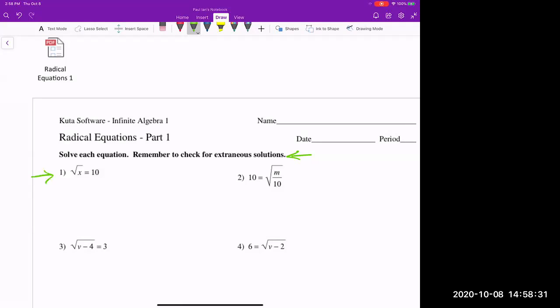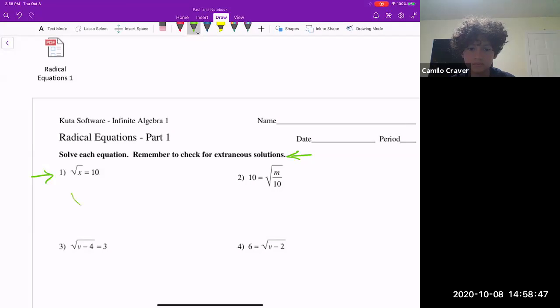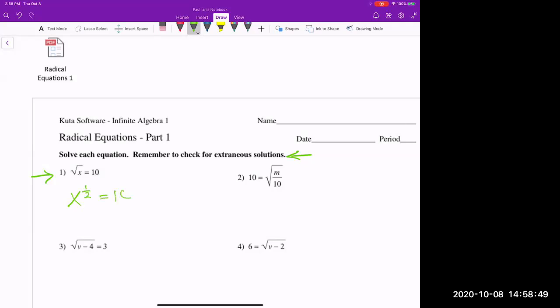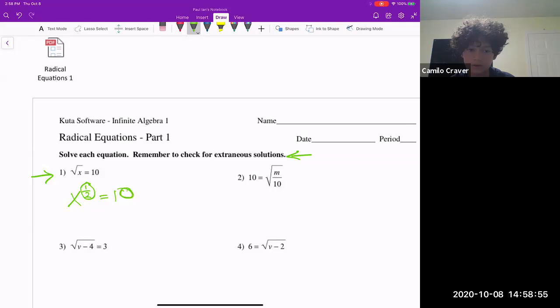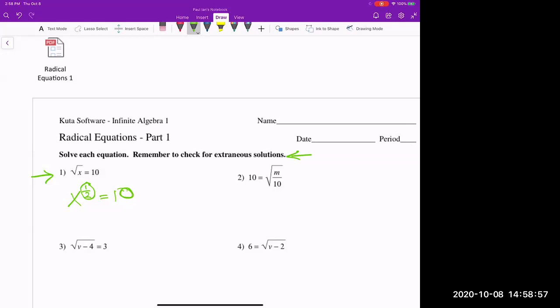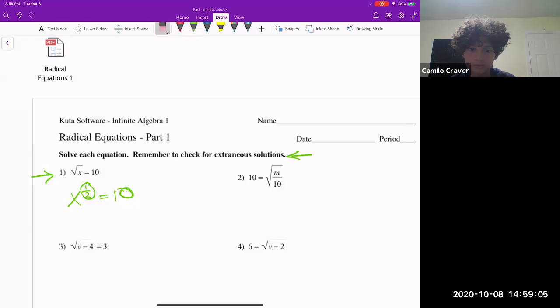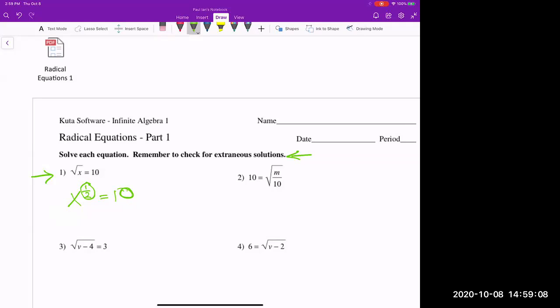So let's look at this one. What do you do? So this one is squared, right? Or what is the inverse of squaring? Half. So x to the 1/2 here equals 10. So how do I get rid of this 1/2? Divided by 1/2, which is the same as what? Timesing by what? 2. Yep.